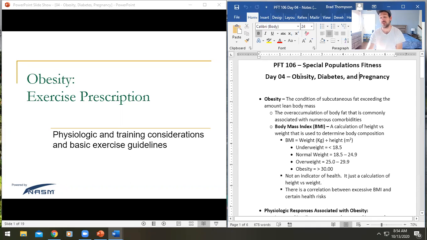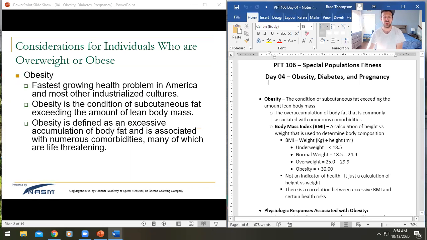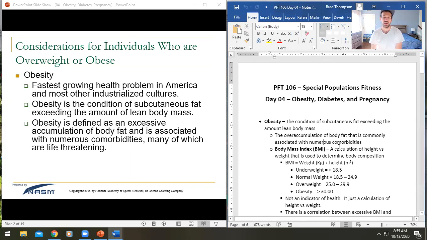But ironically, some of the adjustments that you make for your obese clients are pretty similar to the ones you'll make with pregnant clients. So as we are looking at it, just talking a little bit about obesity and getting some statistics out of the way, it is the fastest growing health problem in the US and most other industrialized countries where there's a lot of wealth and access to certain types of foods and things like that. Sedentary lifestyle is very common.